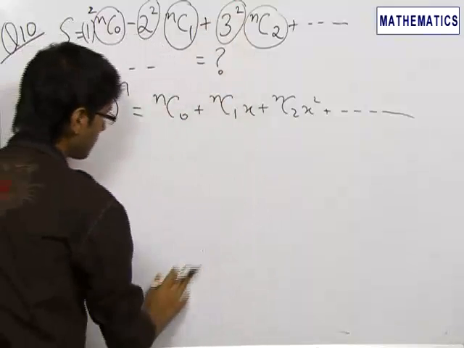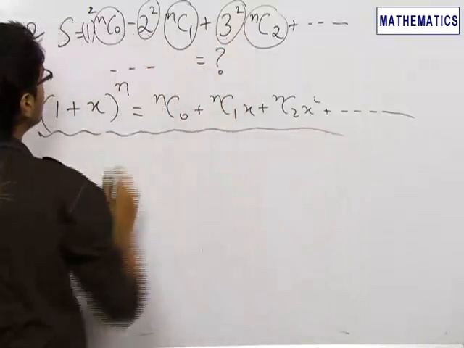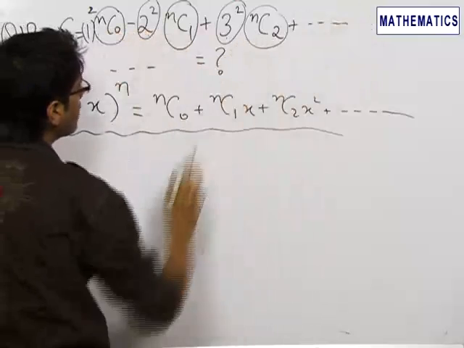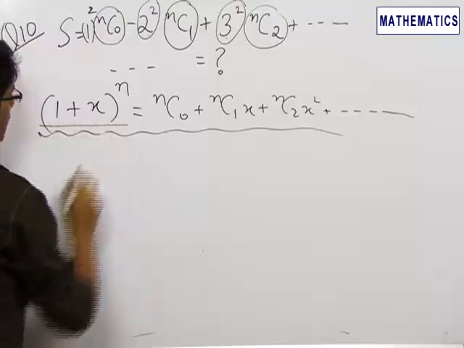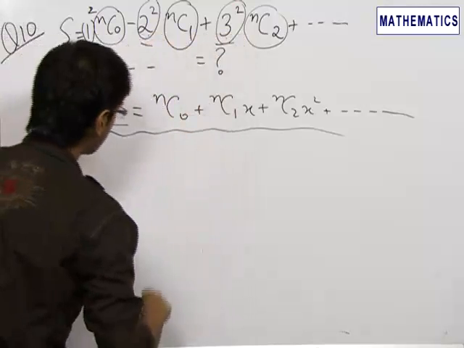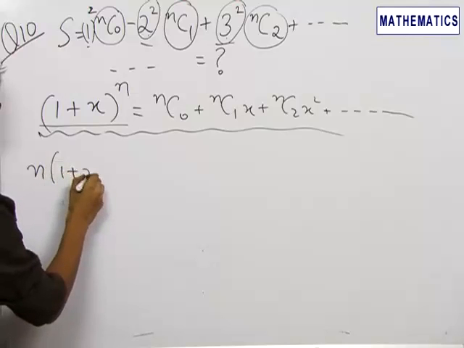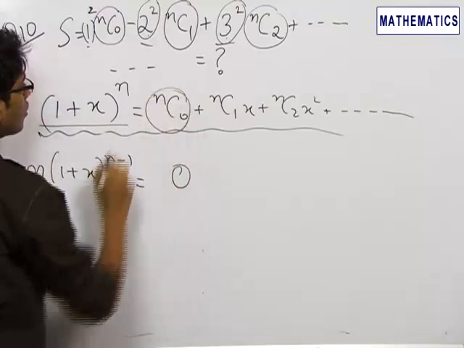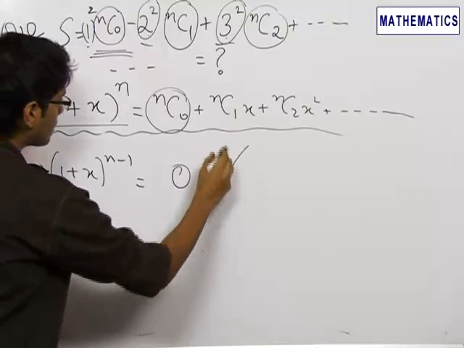Now we try to analyze how we can bring this 3, 2, 1 and so on in front of these nC0, nC1 and nC2 terms. First of all, check by differentiating: can we get these 3, 2 and 1 terms along with these? Let us differentiate this. On differentiating, we get n into (1 plus x) power n minus 1 is equal to 0. Now this nC0 is getting equal to 0 and we need to find nC0 in our given expression. So this method is definitely wrong.